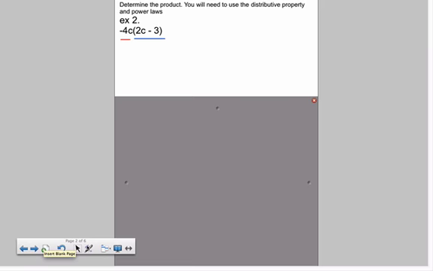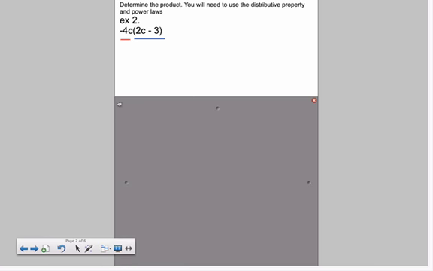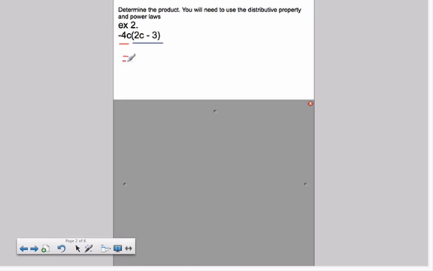So we're going to try that one again, and go to the next example where we do the same thing. We're going to take negative 4c times 2c, and we will get a negative number. 2 times 4 is 8, and we've got c times c, which is 1 plus 1, gives us c squared. Our second term will be negative 4c times negative 3. A negative times a negative will give us a positive, and we end up with 12c in this case.